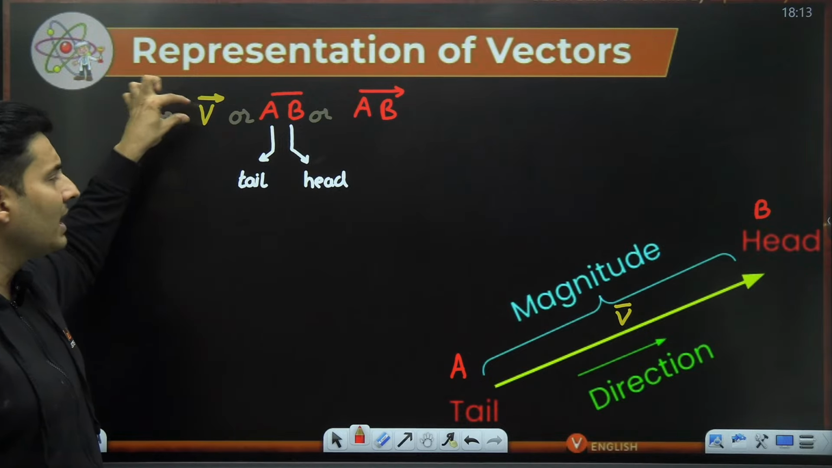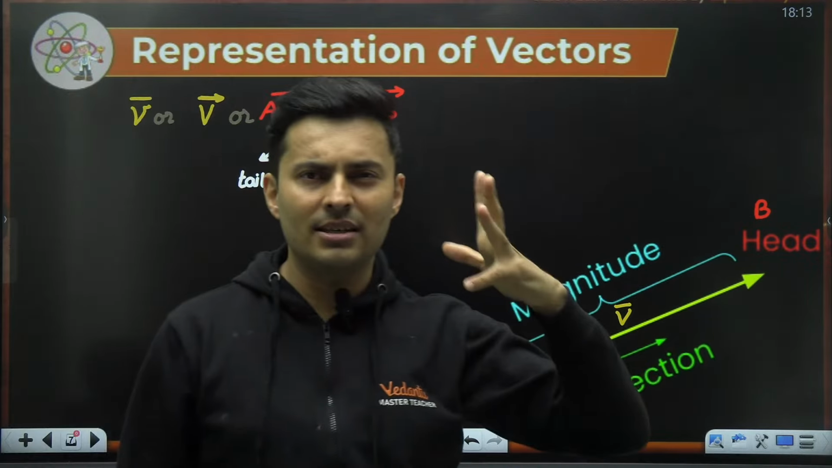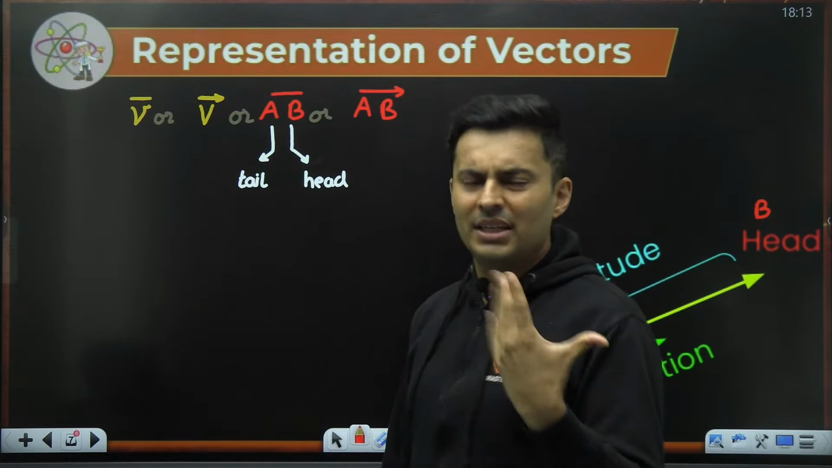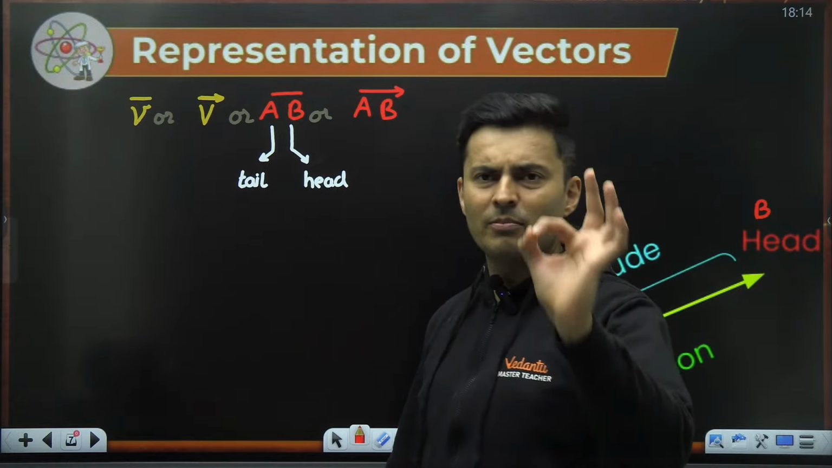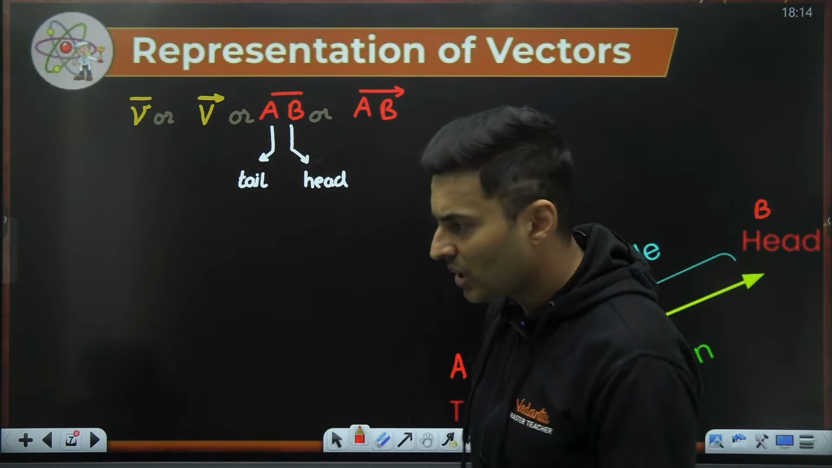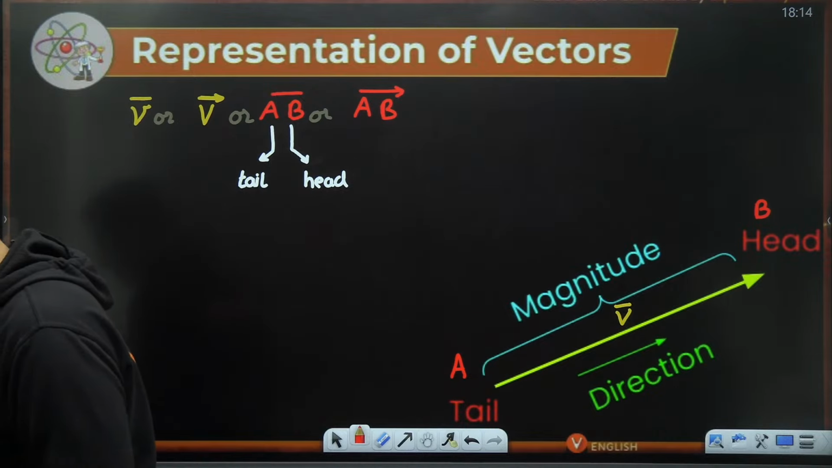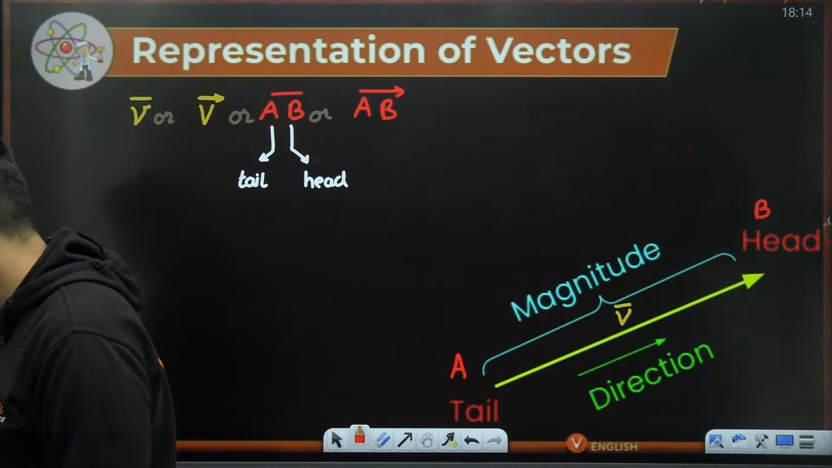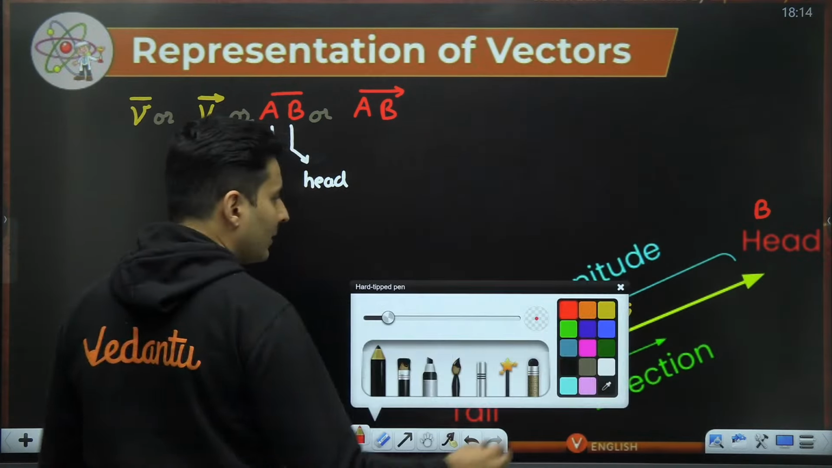When you use a single alphabet, there is no way to understand which is the head and which is the tail. So you can use it for shorthand, or when it is not needed to know which is the head or tail. Is that right? Everybody with me? Clear till this point? Yeah. Magnitudes are always positive. Yes, we are coming to that now.